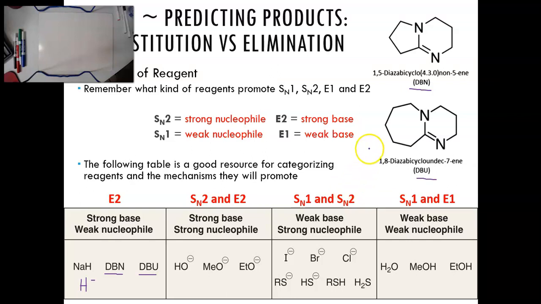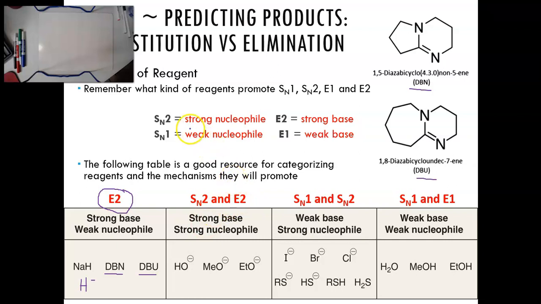And one of the ways that we can judge whether a base is going to be strong or weak is going all the way back to ARIO. We know that a strong acid will have a weak conjugate base, which also means a stable conjugate base. So we can use that relationship and we can use ARIO to judge basicity. Now notice up here at the top, if we have this type of reagent, it's going to go through an E2 pathway.